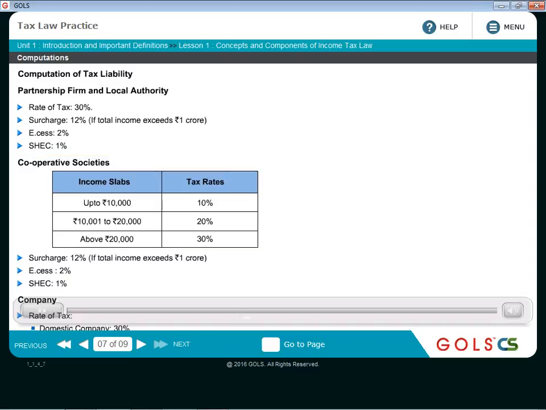Now the rules regarding surcharge and education cess remain same here also. If the income of the cooperative society exceeds rupees 1 crore, then on total tax liability, the surcharge at the rate of 12% will be made applicable. Then you will have to add total tax and surcharge, and on that total amount we are going to compute the education cess, which is at the rate of 3%. So the final tax payable will include the basic tax plus surcharge plus education cess. So this is the total tax which will be required to be paid by the cooperative societies.